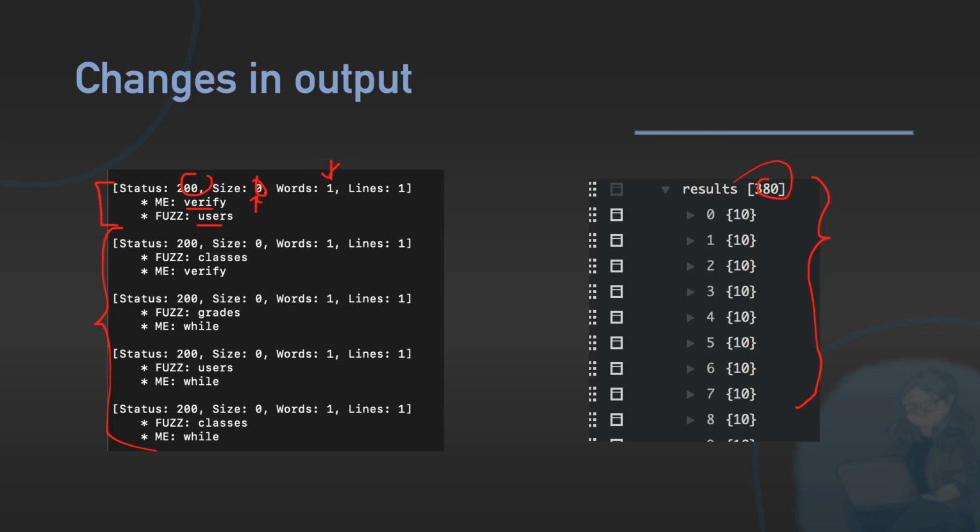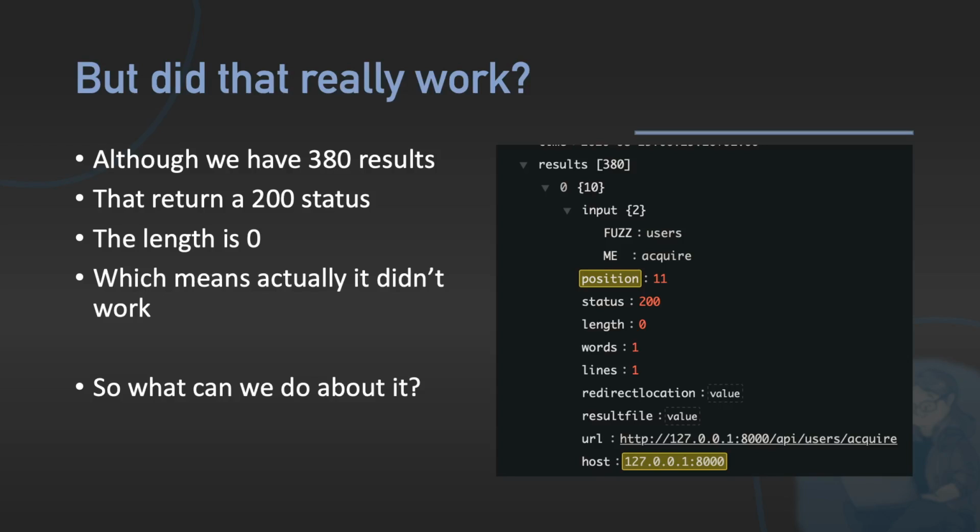Did that really work? We have 380 results. They all return a 200 status, but the length is 0. That likely means it didn't actually work. There's nothing that happened. So what can we do about it? Let's go do some cool stuff from this, okay?